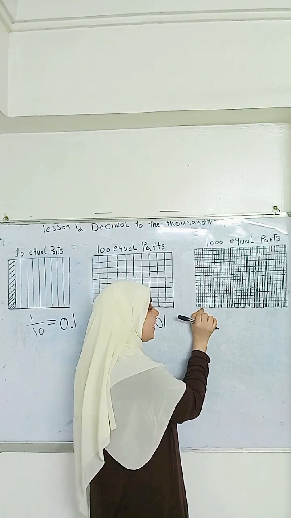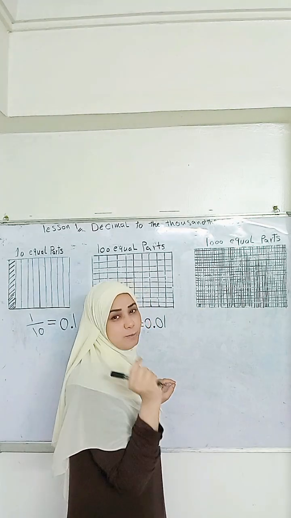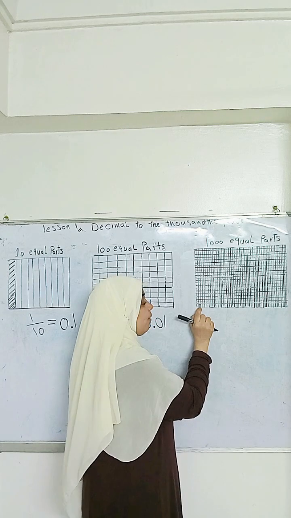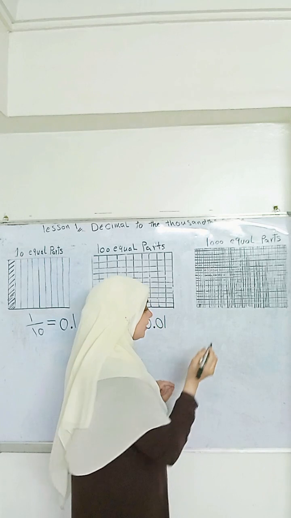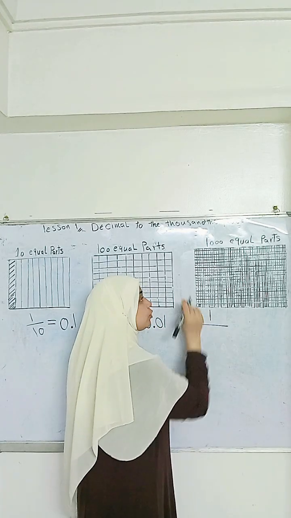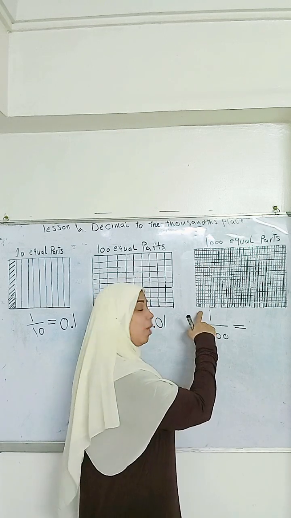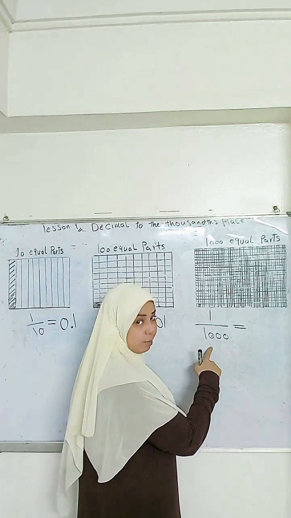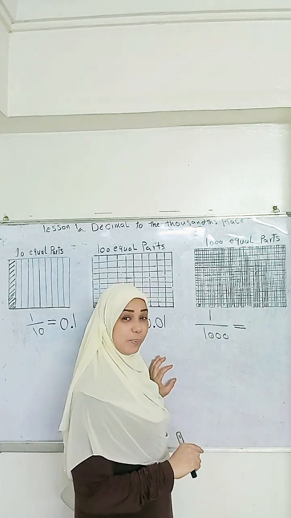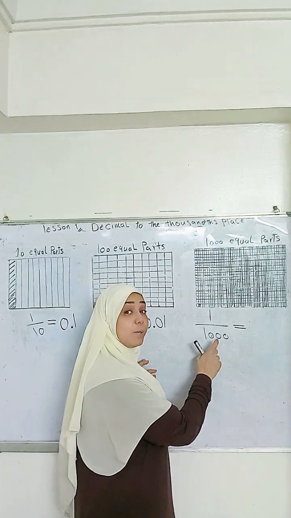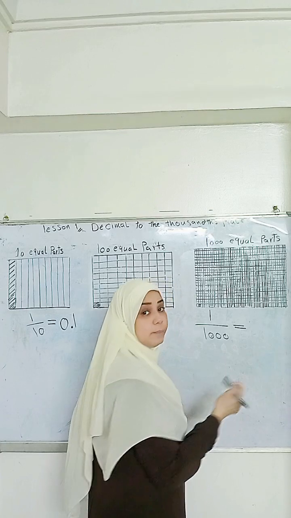If now I have 1 and I divide this one into 1,000 parts, each part will be very small, too small. If I take one part like this, how can I write it? 1 out of 1,000. How can I read it? 1 over 1,000. Now, how can I convert it to decimal?